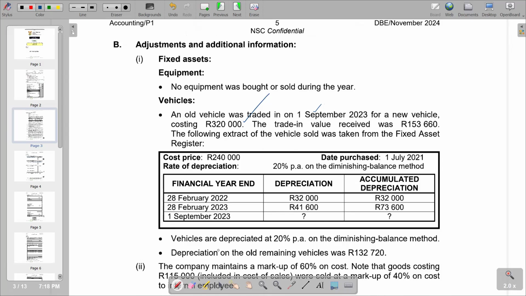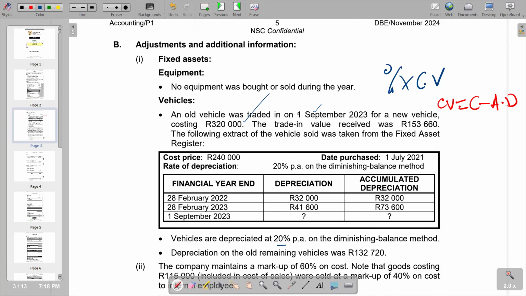But you see that our vehicles are depreciated at 20% as indicated here, 20% per annum on the diminishing balance method. So remember the diminishing balance method formula, we say percentage times our carrying value. So remember our carrying value is equal to our cost minus accumulated depreciation. In this case, we are going to just use the cost because this is a new vehicle that is not depreciated yet. So you can just say 20% of 320,000.